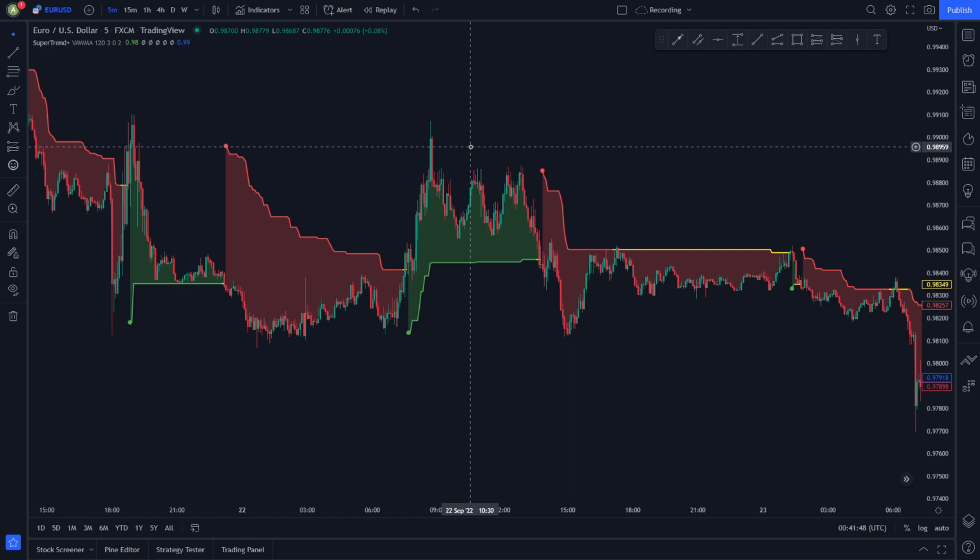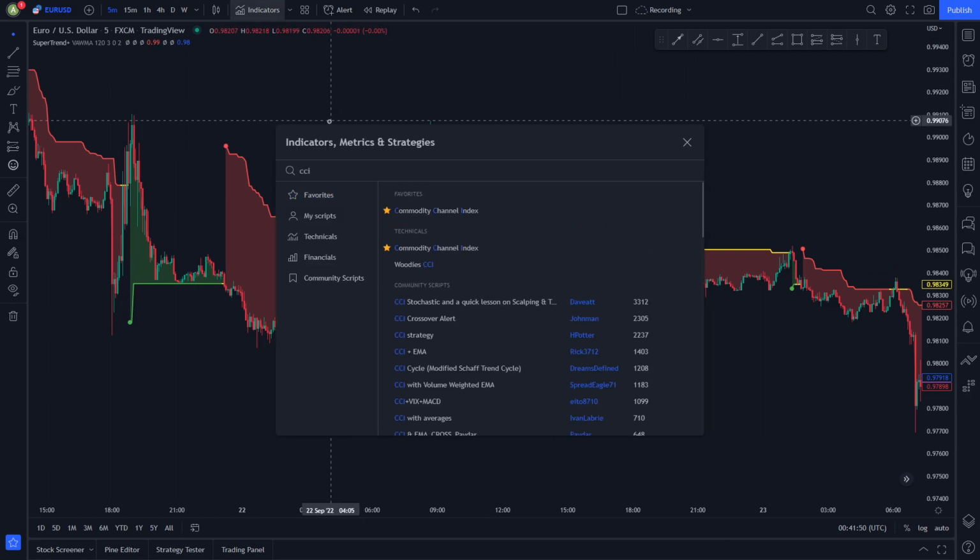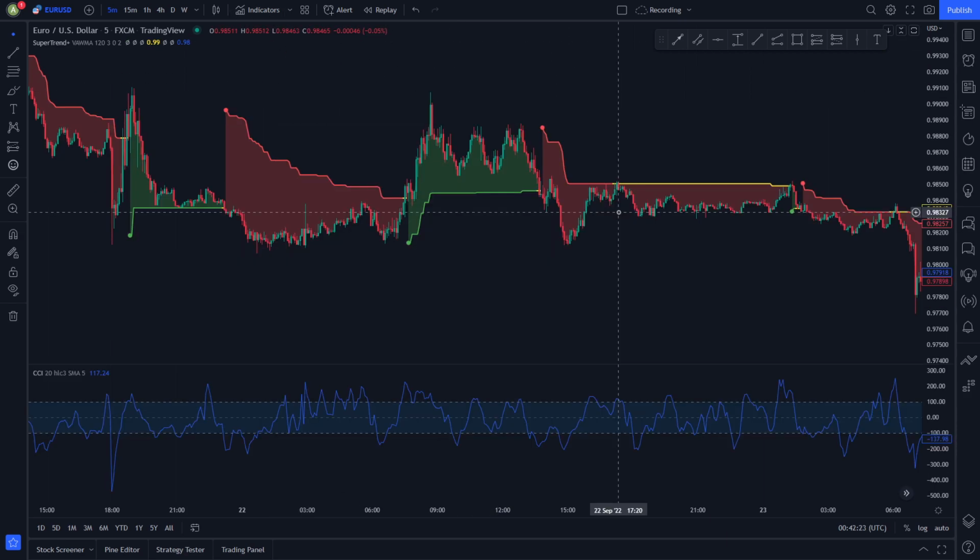For our second indicator, we will be using the CCI indicator. The CCI indicator is a momentum oscillator which is used in technical analysis. It's mainly used to identify overbought or oversold levels, by measuring variations away from its statistical mean. In short, we will be using the CCI indicator for our entry points.